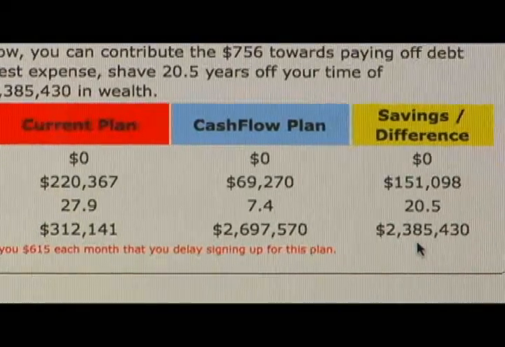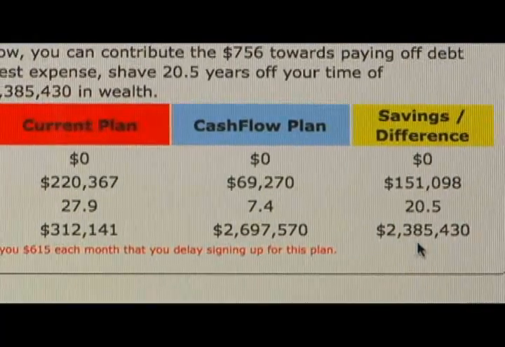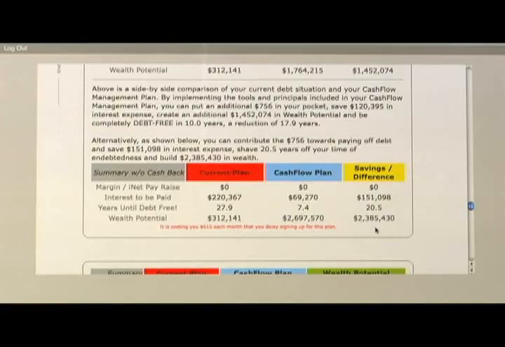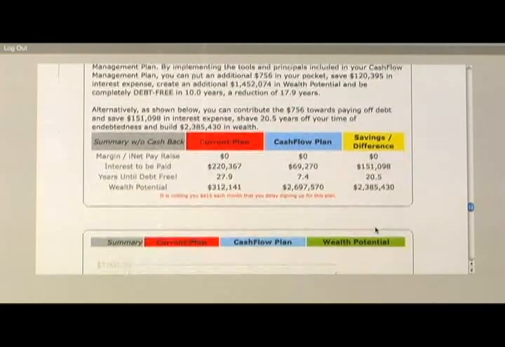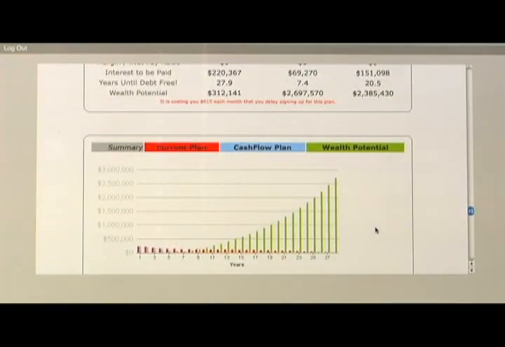I think you can see why this is an exciting program for people and why this is something that we really want to do for every one of our clients, is to get this analysis in front of them so they can see what kind of benefit this program can do for them.